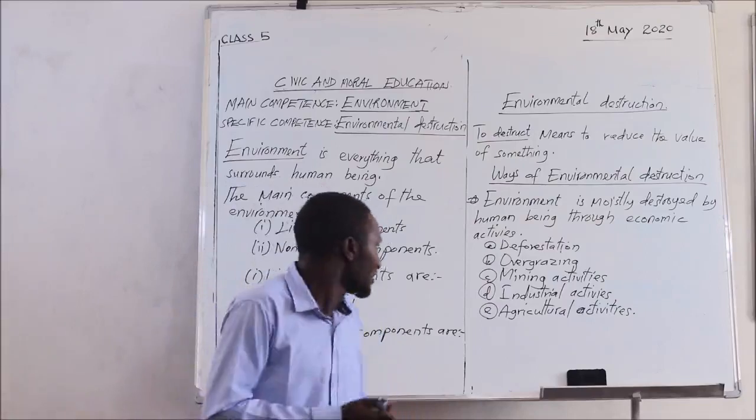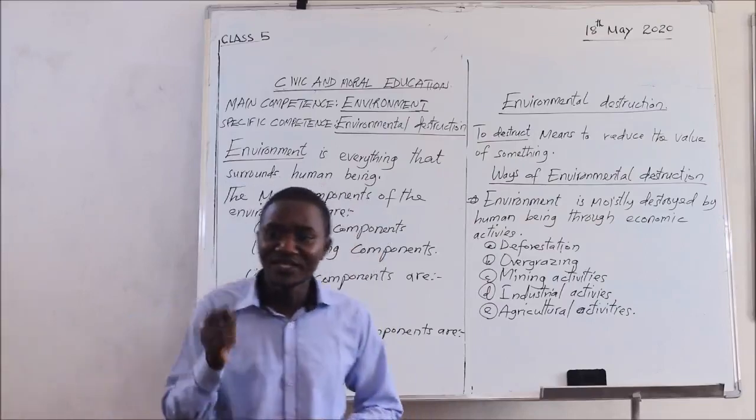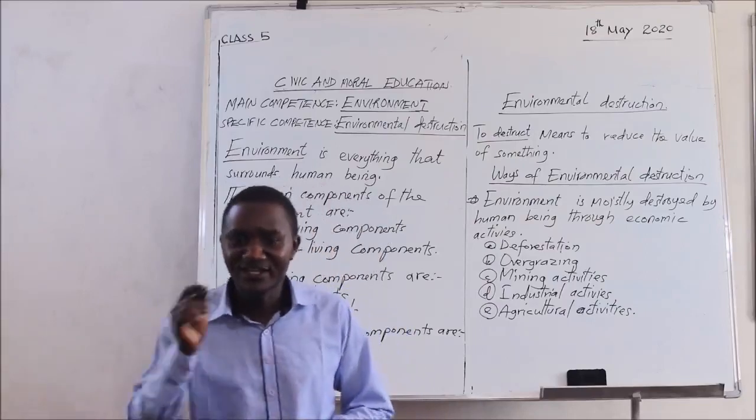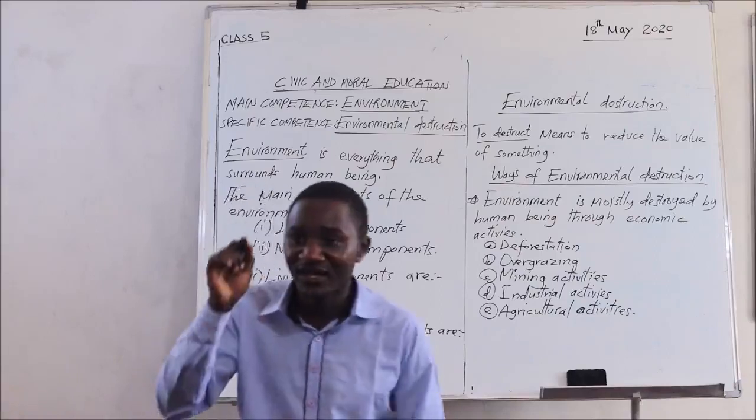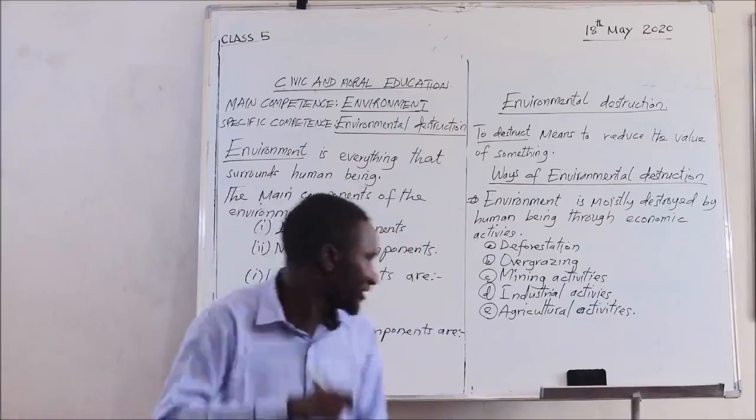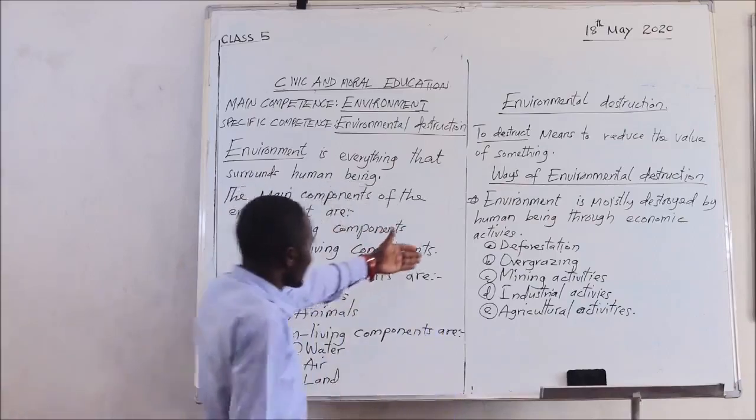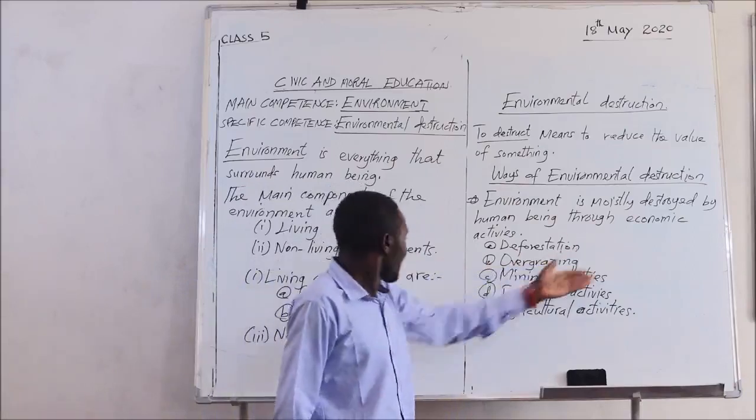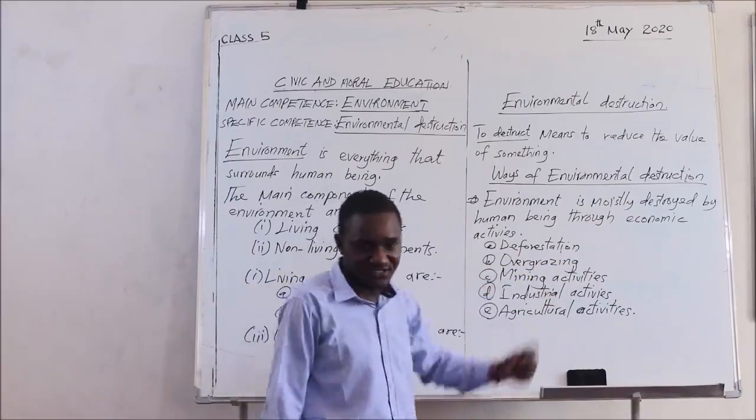Agents of erosion, I mean wind and water. Running water and wind are agents of erosion. I was talking about overgrazing. Now let us see about mining activities.